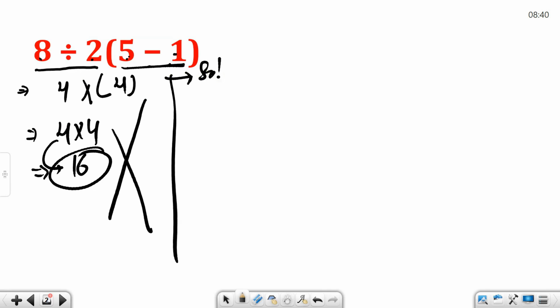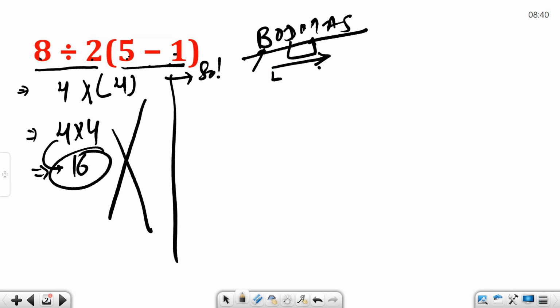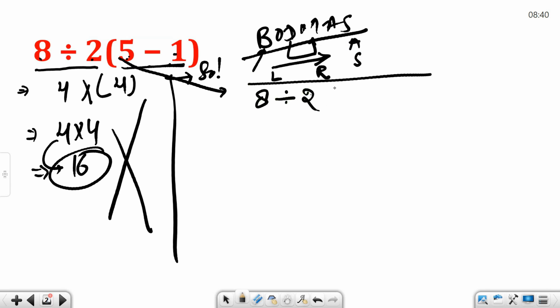In these kinds of questions, we follow the BODMAS rule. In the BODMAS rule, we solve the bracket first and then division and multiplication, which have the same priority. When both symbols appear, we look from left to right first. It's the same for addition and subtraction. So our question is, let's write it again. 8 divided by 2, bracket 5 minus 1.